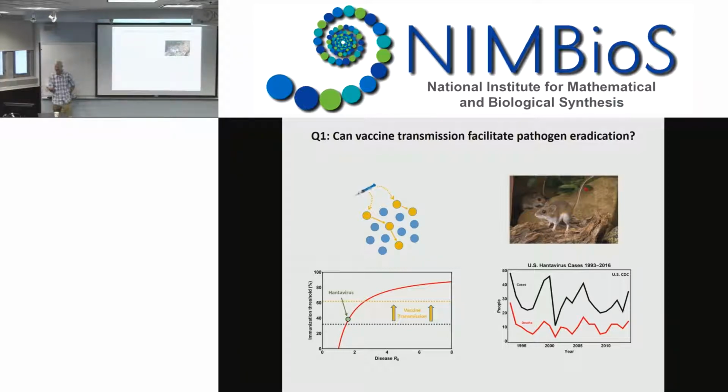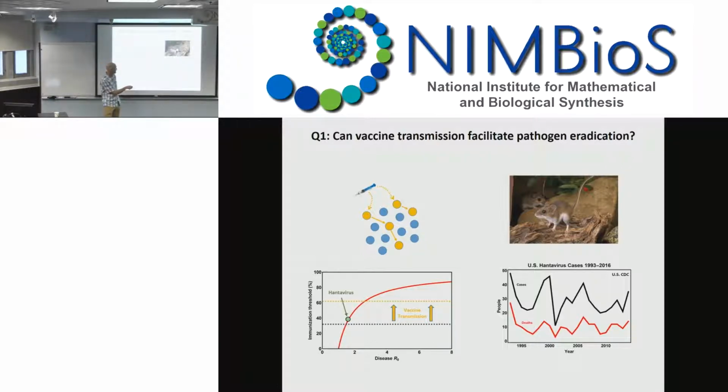Okay, so the first question, right? Can vaccine transmission facilitate pathogen eradication? The scenario we have in mind here is something like hantavirus and the reservoir population of deer mice. Okay, so hantavirus is an infectious disease that doesn't transmit from human to human, but every year some humans catch this infectious disease from wild deer mice populations.